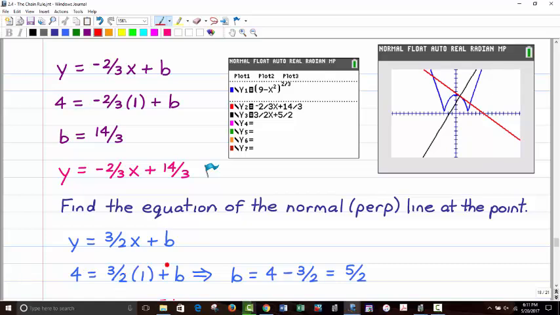Plug in the same numbers. There's not too much. 1 for x, 4 for y. And once you have the tangent line done, it's not that much extra work to get the normal line done. Plug in 1 for x, 4 for y, I get 5/2. And that looks pretty good. You see the graph? There's my tangent line at the point 1, 4 right there.